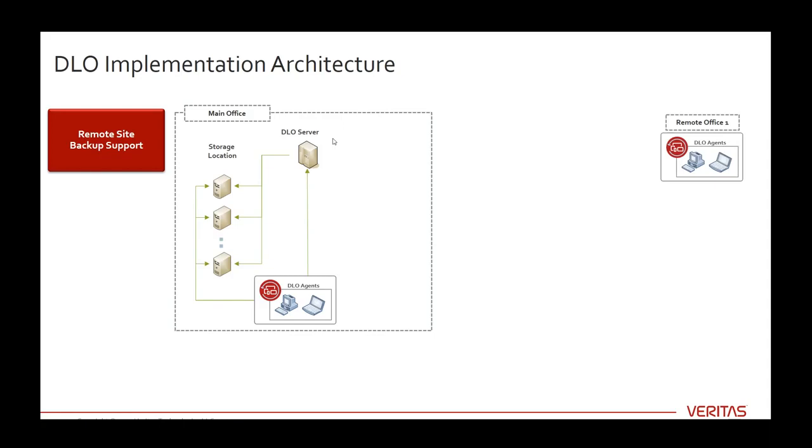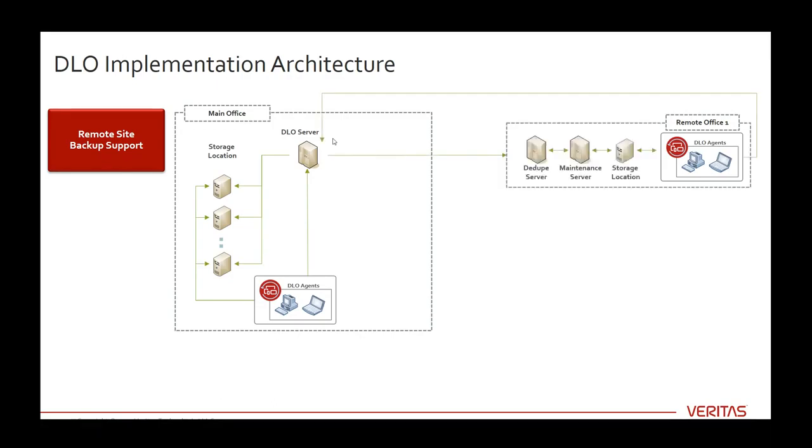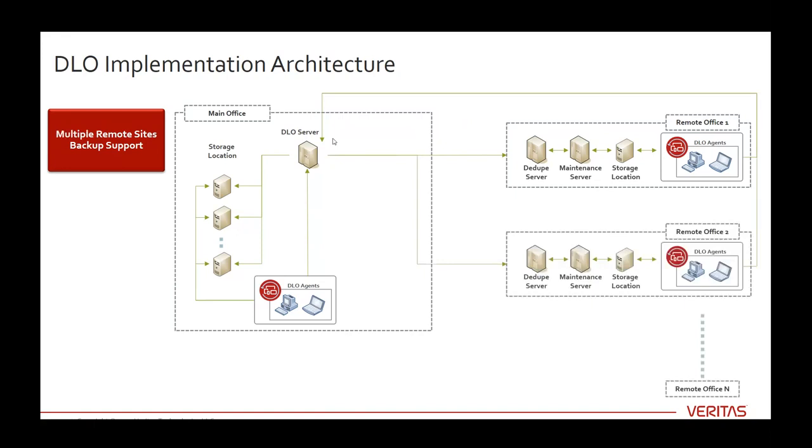So it can be configured for remote offices as well. The DLO server is only one, at the corporate office. From there you can control the remaining remote offices. You can see that the remaining dedupe server, maintenance server, and storage location are on the remote offices. There is no DLO server on a remote office. All the control, the metadata, everything will be in the DLO server itself. Okay, so you have multiple branches, multiple remote offices. You can do the same thing for all the branches. The main DLO server is only one. For the backup, everything will happen locally in the remote offices, but the metadata will come to the DLO server for the whole control. The backup policy, everything will be triggered from the DLO server.